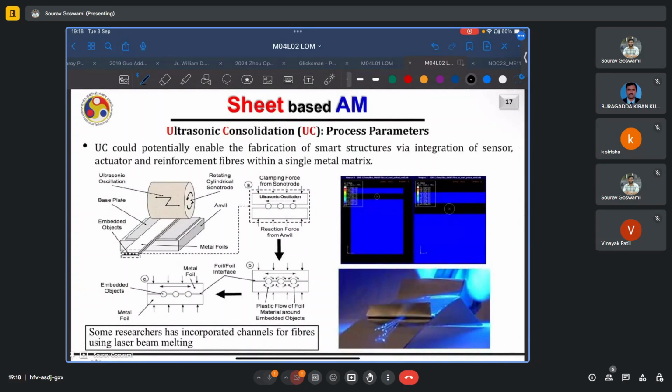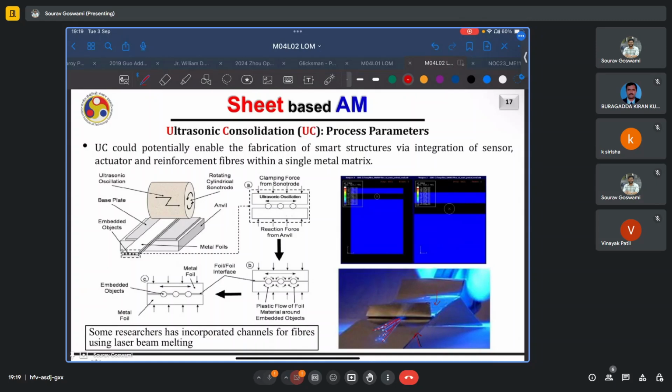One of the unique applications of this ultrasonic consolidation process is in the integration of sensors, actuators, and reinforcement fibers within a single metal matrix. So here we see that between two sheets, this one and this one, you have these maybe optical fibers which can be easily integrated without damage.